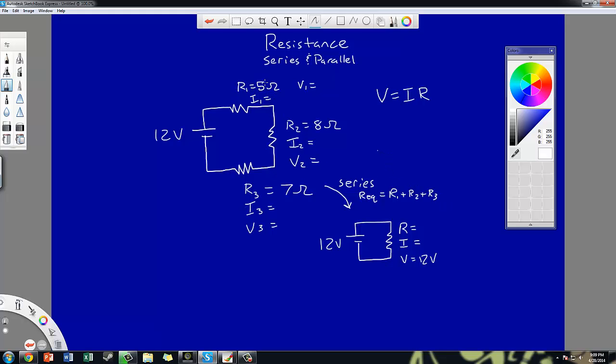So to do some heavy math here, 5 plus 8 plus 7 gives me 20 ohms. And now I'm all set to solve for my current in this circuit. What I do is go back to my V equals IR. I'm solving for I, so I is V over R. 12 divided by 20, type it in your calculator, you end up with 0.60 amps. And that's my current through the circuit. So as the electrons are traveling through the circuit, they do so at 0.6 amps. Amps, again, is a measurement of how much charge per second is being delivered.